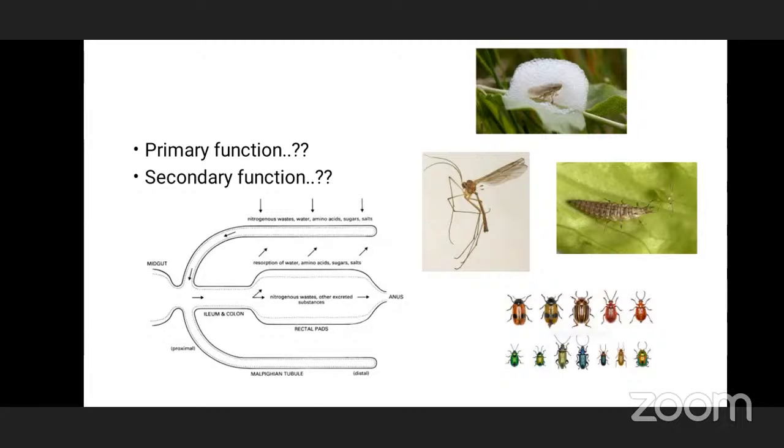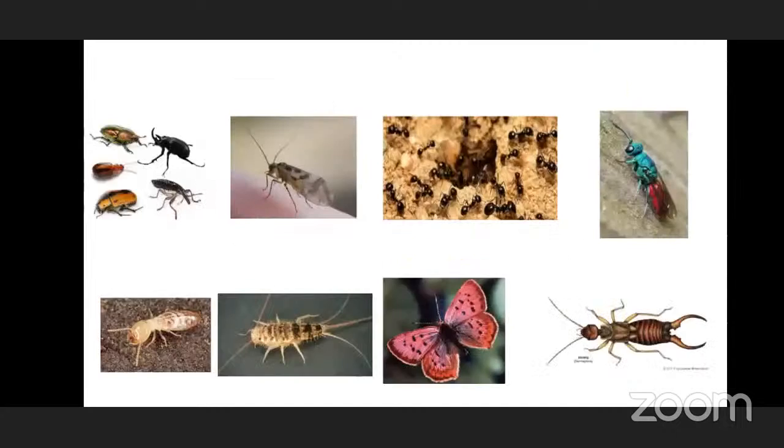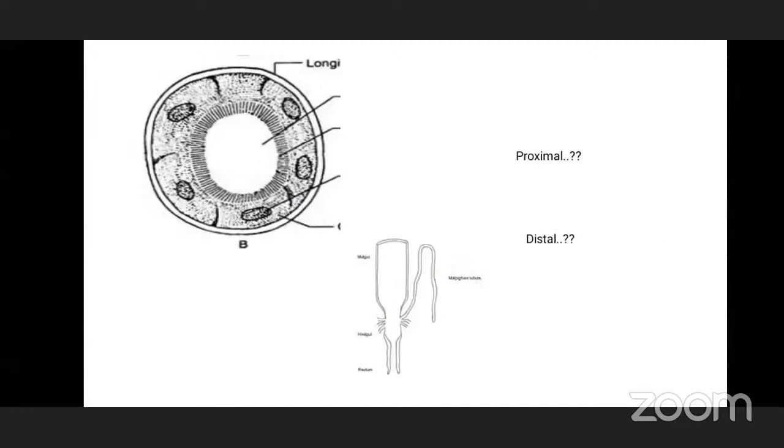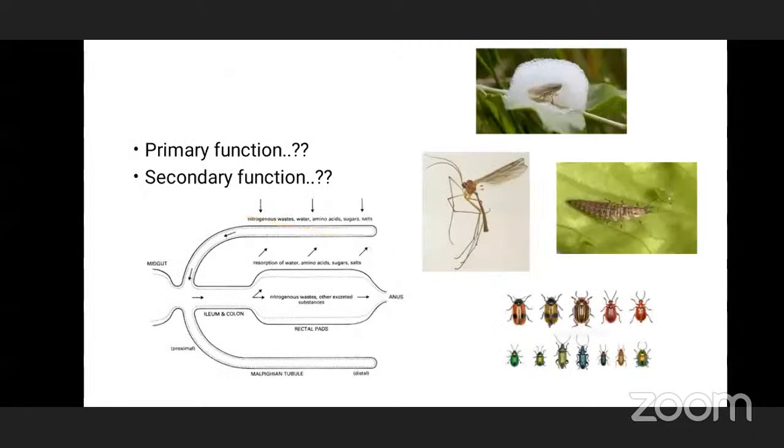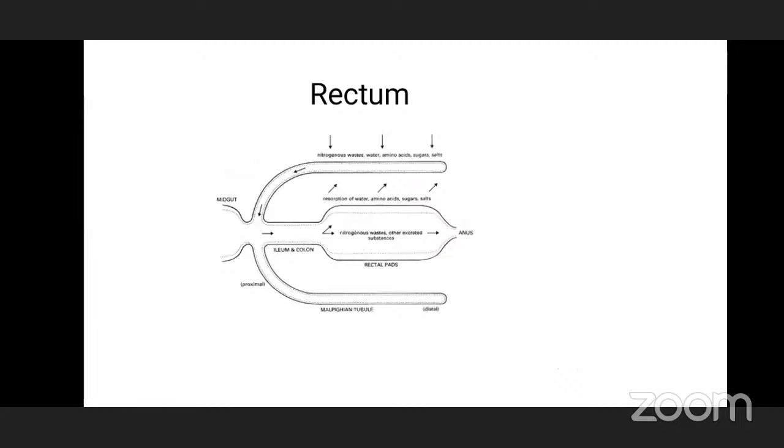So these are the major functions of the malpighian tubule. You can see here it is a structure between the hindgut and the midgut, and the main function is excretion, and next is to maintain the ionic balance. And the secondary functions, as I mentioned, there are 4 to 5 other functions that this malpighian tubule is also involved in. So next it is the rectum.